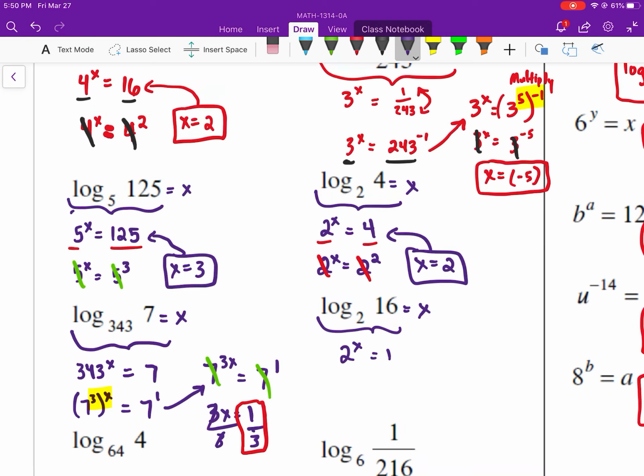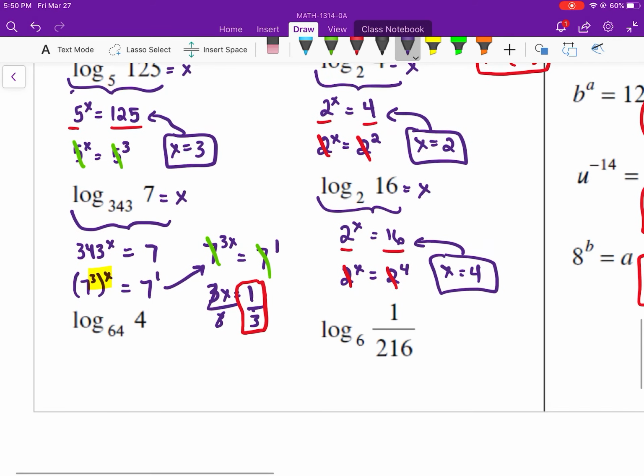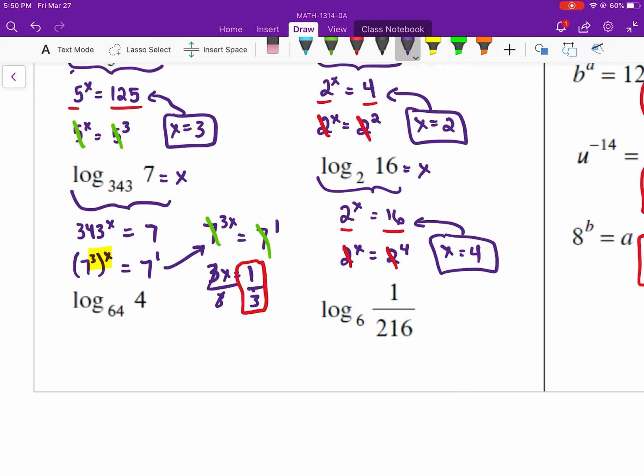Alright, next one here. Set this equal to x. 2 to the x power equals 16. Need a common base for 2 and 16. Looks like it's 2 again. So 2 to the x power equals 2 to the 4th power. 2 times 2 times 2 times 2, yes. Cross out the 2's. X equals 4. Alright, and again, if you punch that into your calculator, 2 to the 4th power does in fact equal 16.